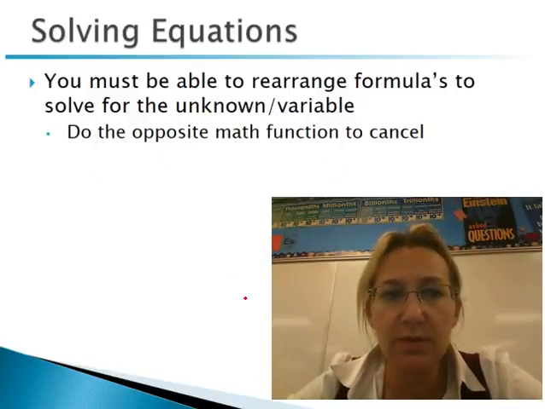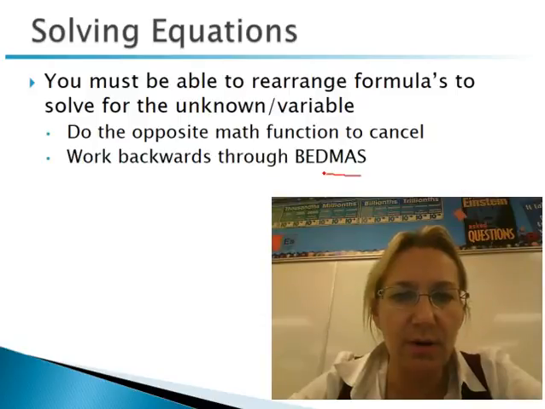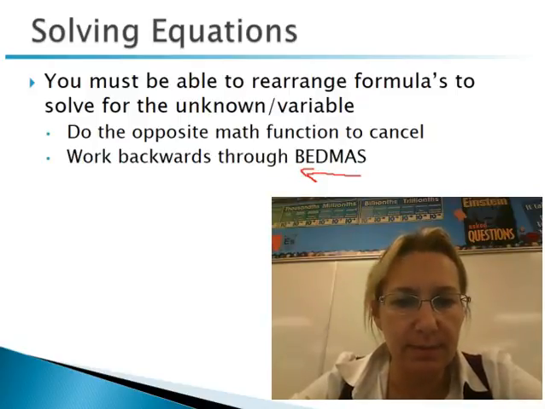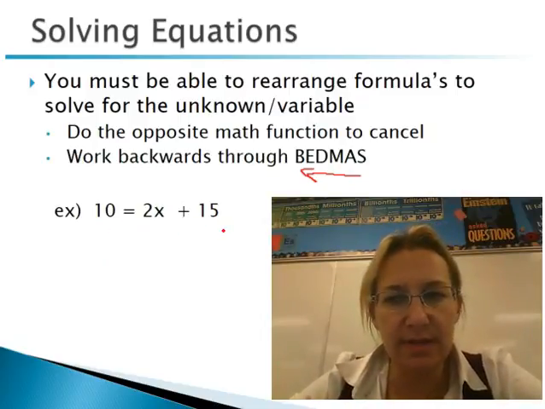The other thing we do when we're solving equations is we actually work backwards through BEDMAS. We do the subtraction and addition before we do the harder stuff within multiplication, division, exponents, and brackets. So let's look at the first example. So here we have it. 10 equals 2x plus 15.